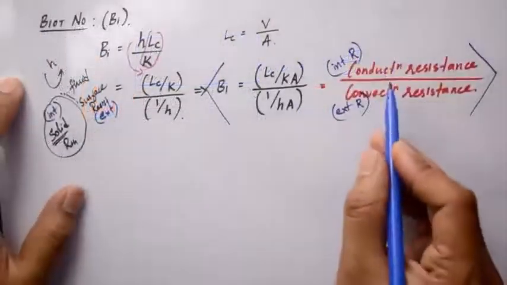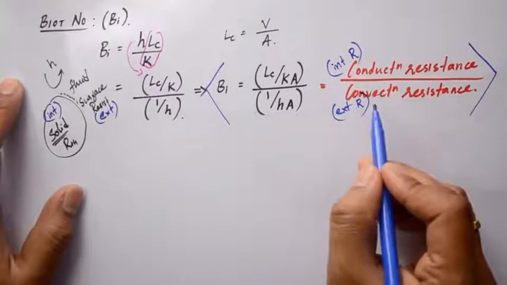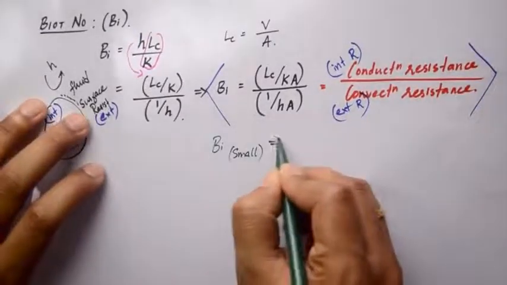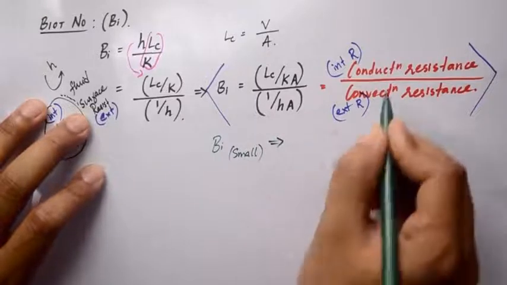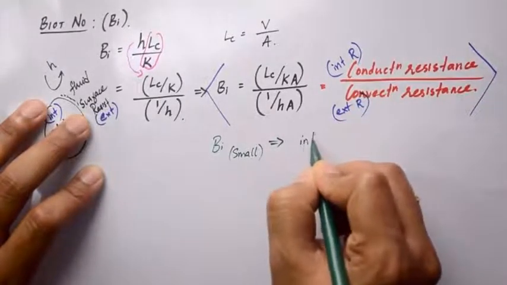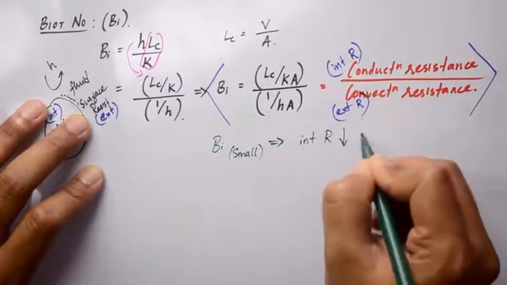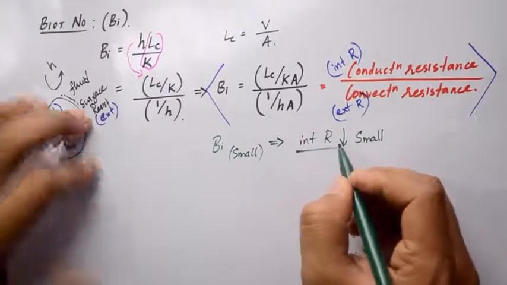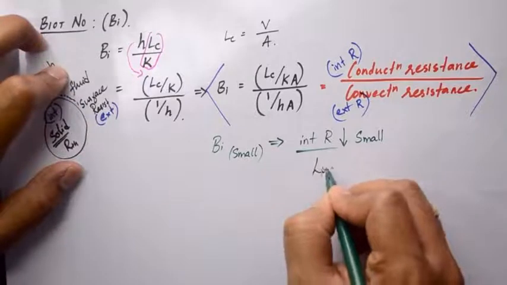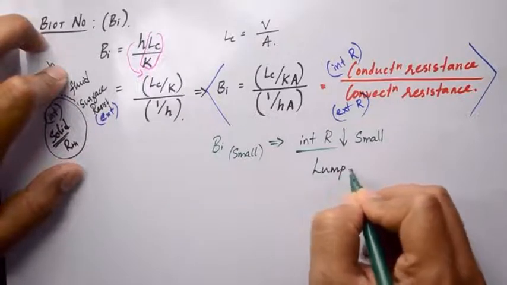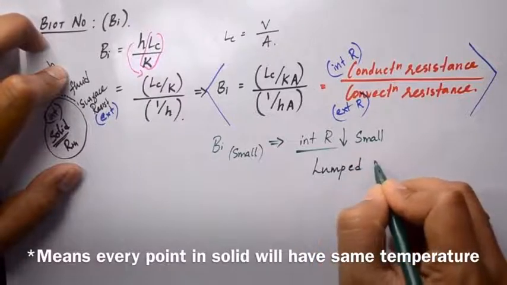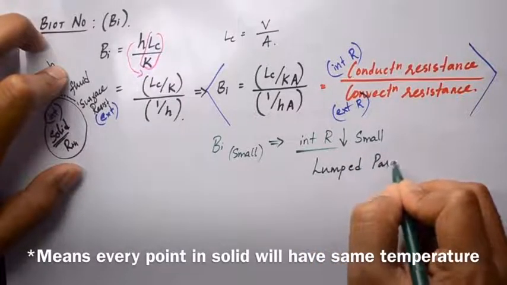So conduction resistance is the internal resistance, and convection resistance is the external resistance. Hence, when the Biot number is small, it simply indicates that the conduction resistance or the internal resistance is very small or negligible. When this internal resistance becomes small, we are able to assume the whole solid as a lump. When we assume the whole solid as a lump, we call that analysis lumped parameter analysis.